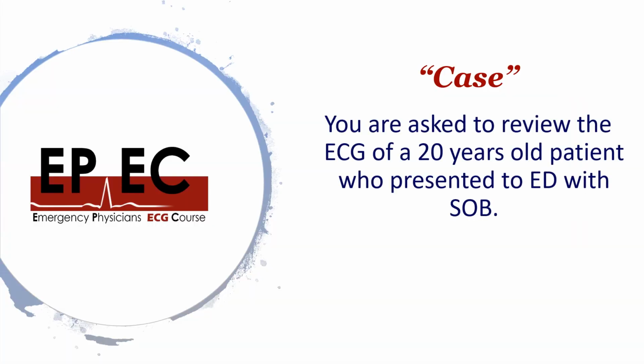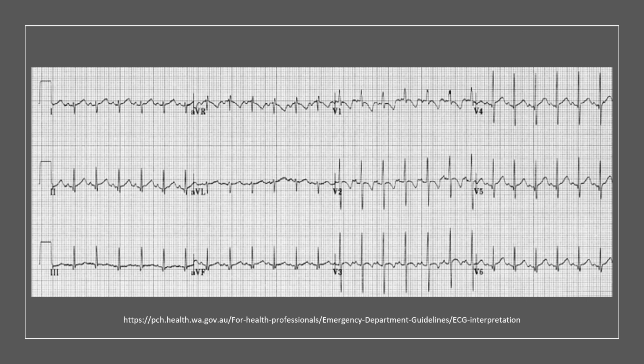Let's talk about a situation where you've been asked to review an ECG of a 20-year-old female patient presented to ED with shortness of breath. So this was the ECG. What do you think about this? It is clearly an abnormal one, and there are so many points to be concerned about. To start with, the rate is quite fast, and I can see only one P wave before each complex. So this is a narrow complex regular tachycardia with one P wave, that's sinus tachycardia.